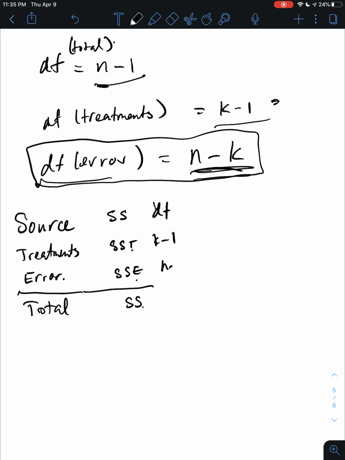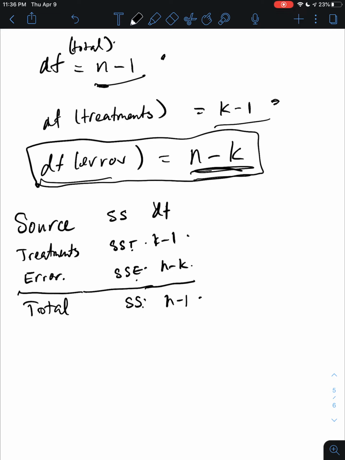We found that this was n minus k, and there's a reason for that I didn't go into. You can read something about it in the textbook, though. Finally, if I add these two numbers up, I'm going to get k minus 1 plus n minus k. I get n minus 1, which is exactly the total degree of freedom. So there's this nice relationship that SST plus SSE equals SS, and k minus 1 plus n minus k equals n minus 1.